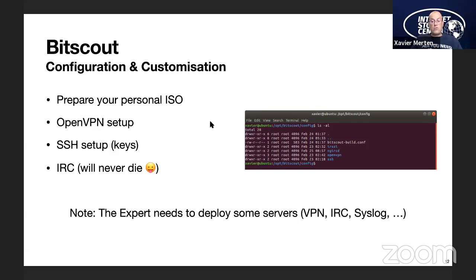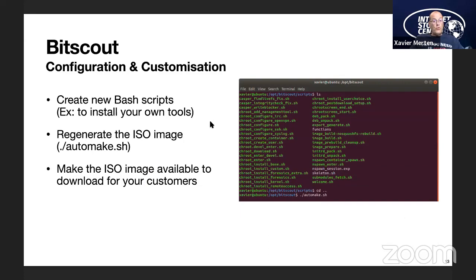You need a VPN server, you need an IRC server, you need a syslog server, and many more if you deploy extra tools. So you need to prepare your environment. The customization is very easy because, as displayed on the presentation of BitsCode, it's based on Bash scripts, very easy. So you don't have to be a high-skilled developer.